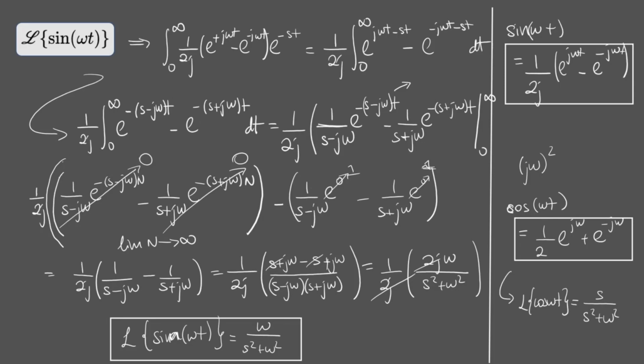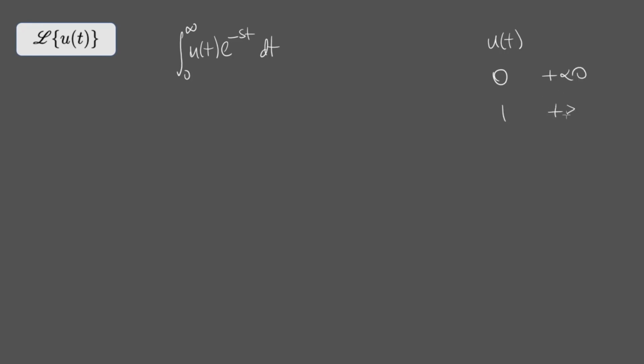So I think we have one more. That's the unit function, before we go into the derivative identity. You're not going to believe how simple this is. Unit function, alright? Integral from 0 to infinity of u of t e to the minus st dt. What is the unit function? The unit step function has a value of 0 for t less than 0 and a value of 1 for t greater than or equal to 0.